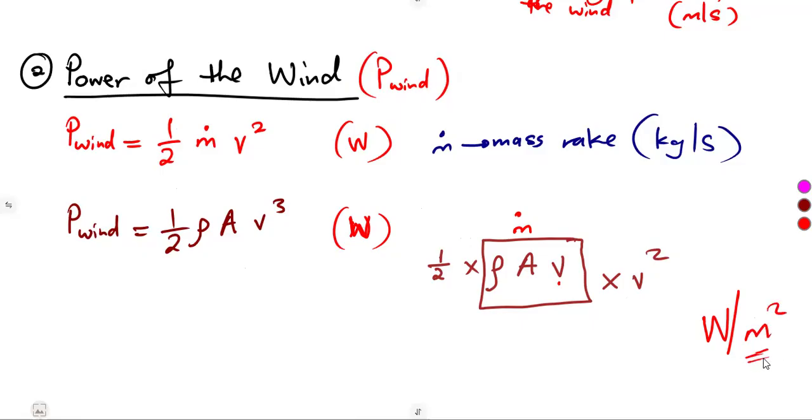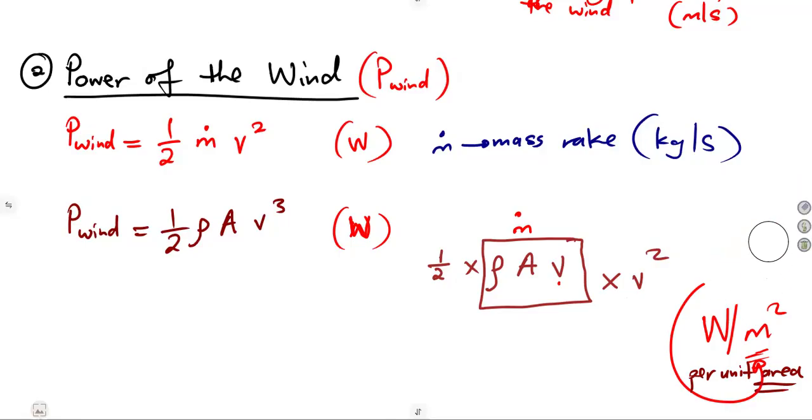Per square meter. Whenever the area is given as 1 square meter, it means take your area as per unit area. A square meter is per unit area.